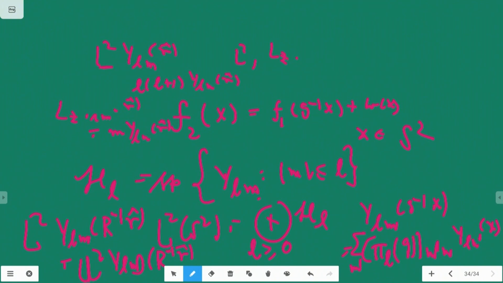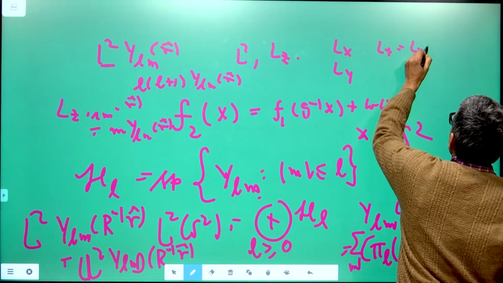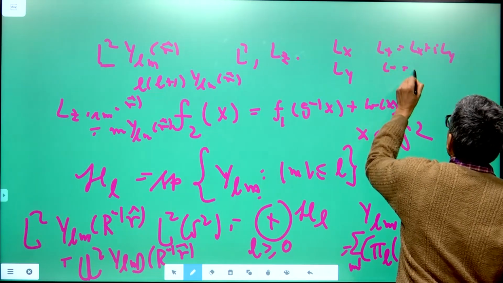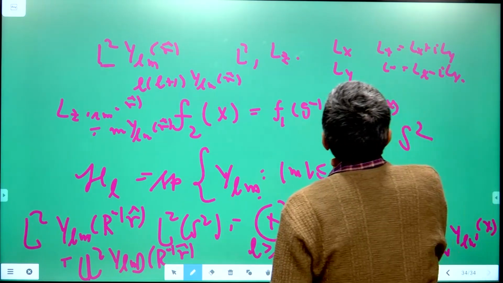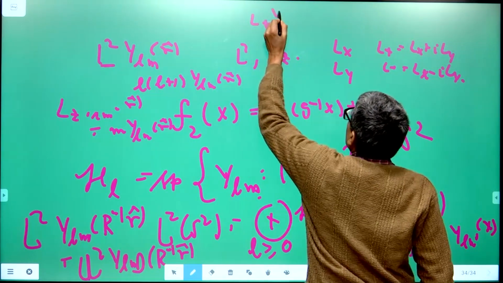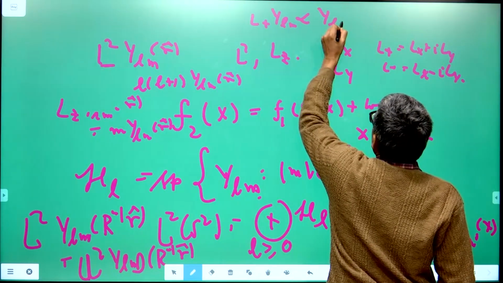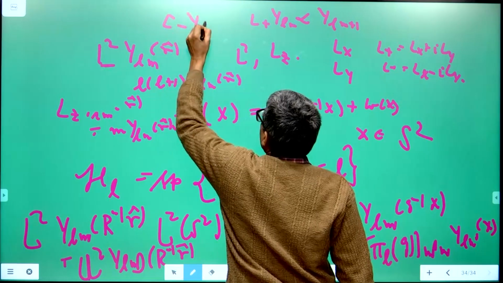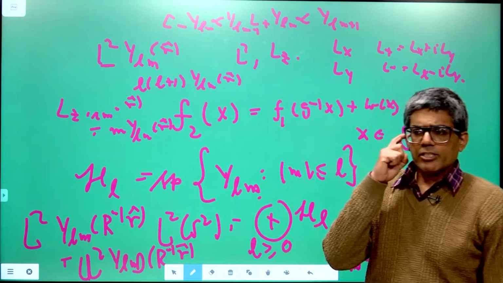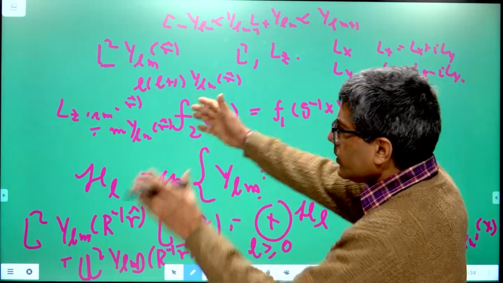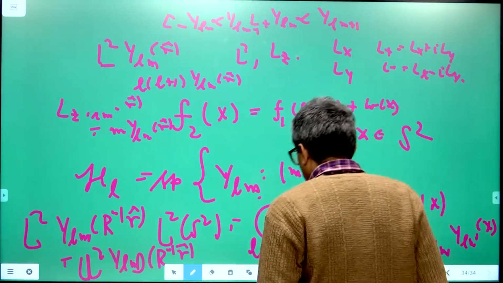That means you cannot have a proper subspace of this which is invariant under all rotations. You can prove that by using the ladder operators to calculate Lx and Ly in terms of L plus, which is Lx plus ILy, and L minus, which is Lx minus ILy. Using the commutation relations between Lx and Ly, you can show that L plus acting on YLM will be proportional to YL m plus 1, and L minus acting on YLM will be proportional to YL m minus 1. So you cannot have an invariant subspace of this, because if you start with any YLM, you will cover all the m's by successively applying the ladder operators.